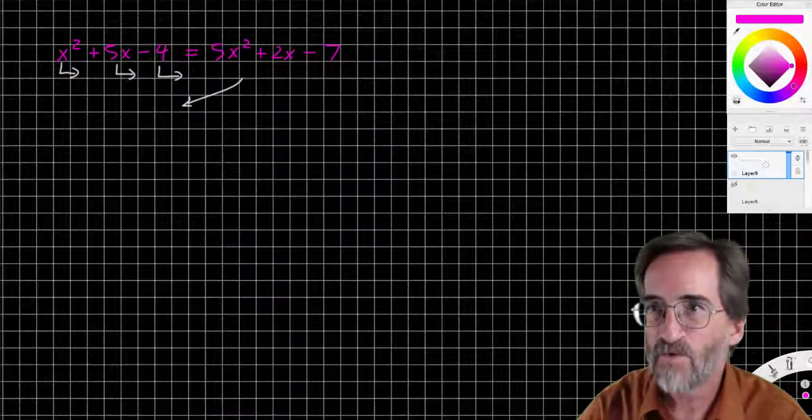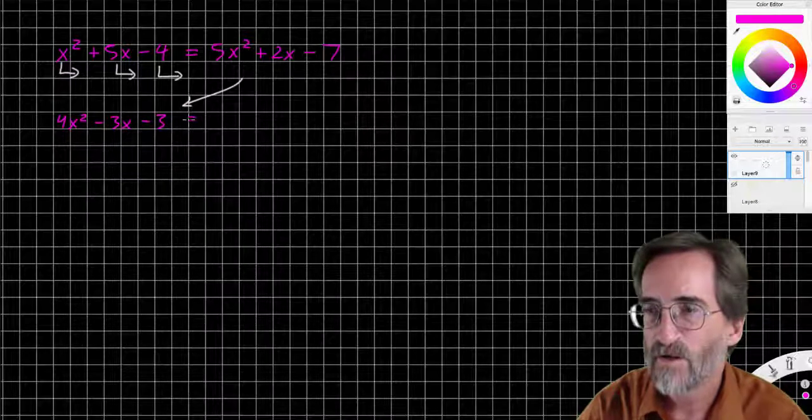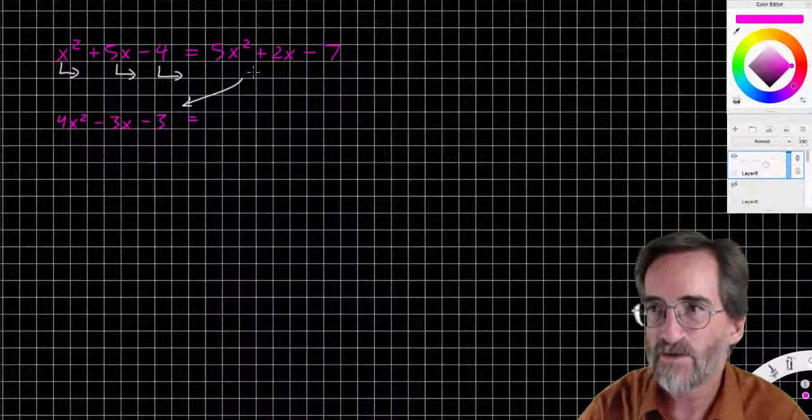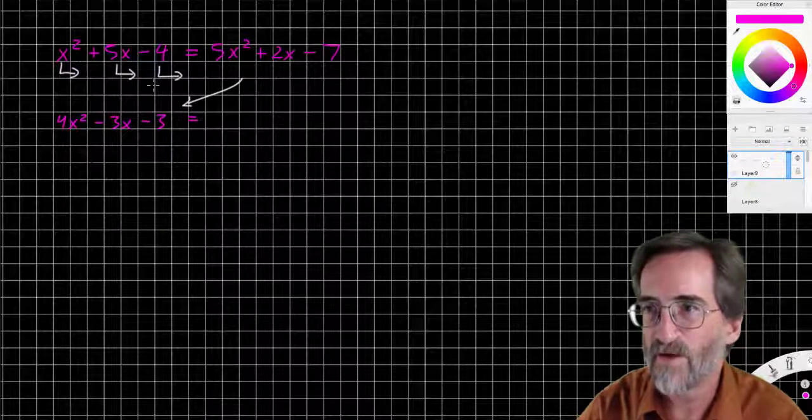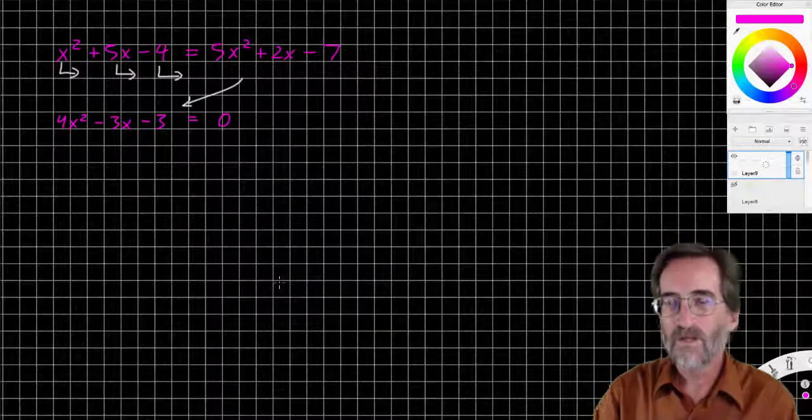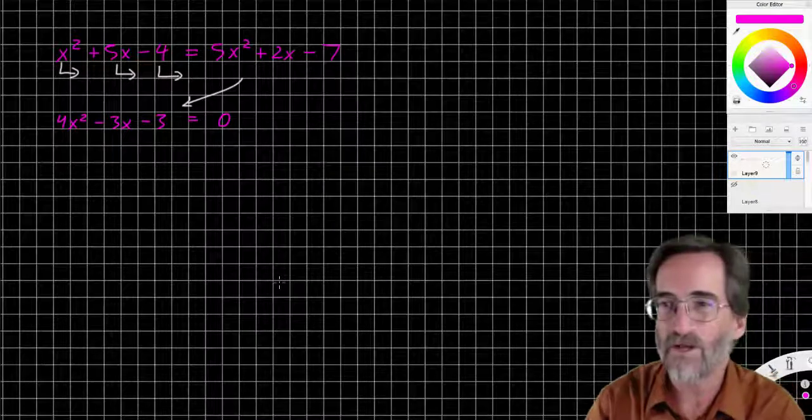So 5x squared minus x squared is 4x squared. 2x minus 5x is negative 3x. Negative 7 minus negative 4 is negative 7 plus 4, which is negative 3. Equals, and since I subtracted all of that out, the left side is 0 and it's going over here. Okay. So hopefully that makes sense. Let me know if you need any help.